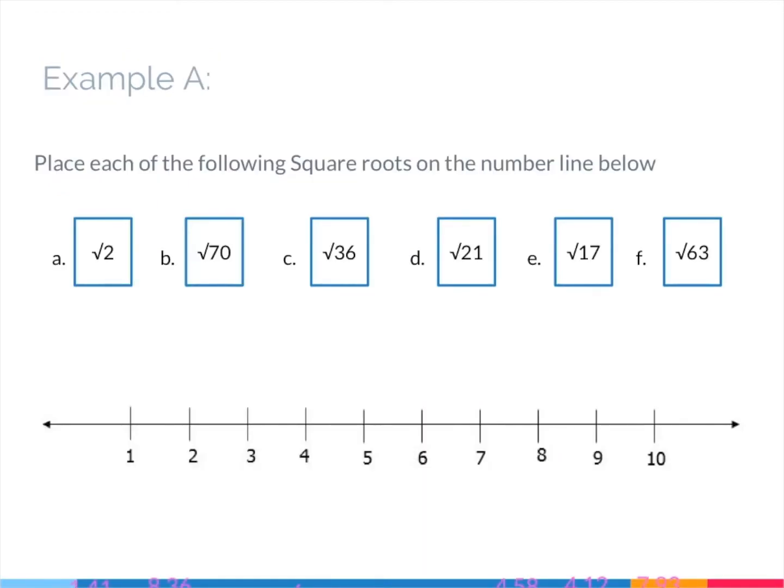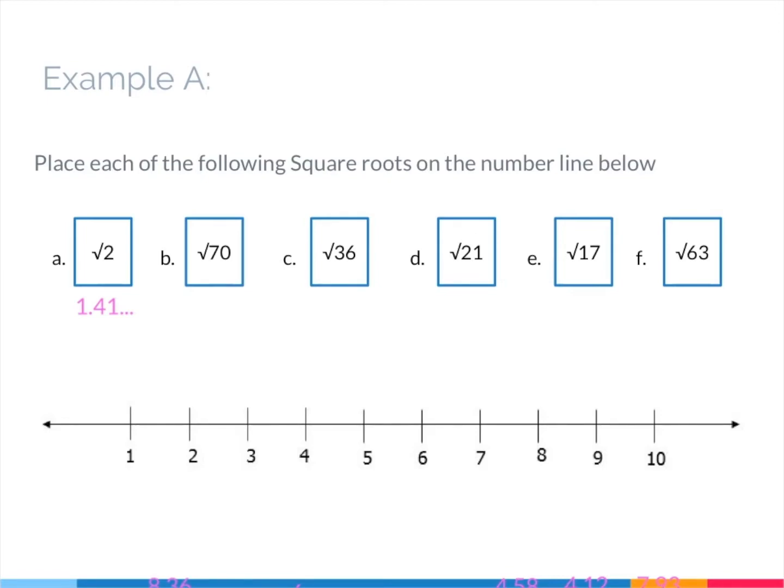Let's take a look at example A. Example A says, place each of the following square roots on the number line. So we've got the square root of 2, square root of 70, and so on. The first thing I'm going to do is figure out what those square roots are. Rather than just trying to guess where they'll end up on the number line, I'm going to use my calculator. When I take the square root of 2, I get 1.41, and so on. That's why I have those 3 dots. Those 3 dots state that it goes on forever and ever, but it doesn't repeat.